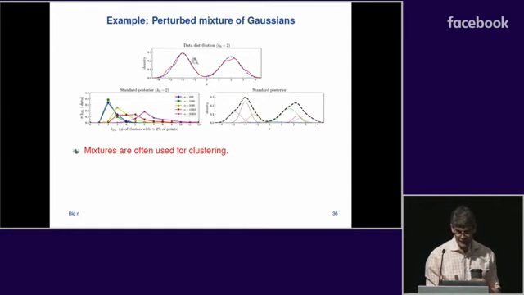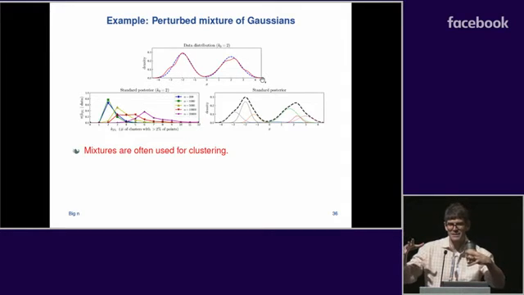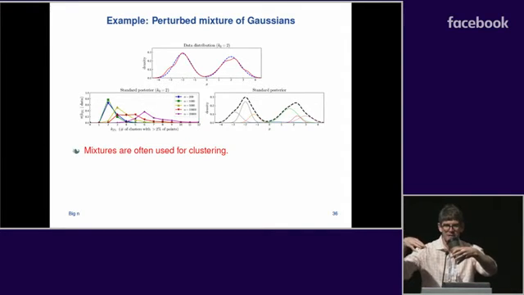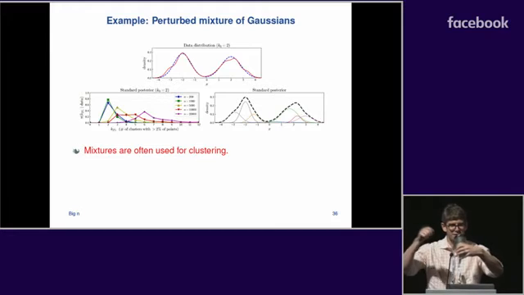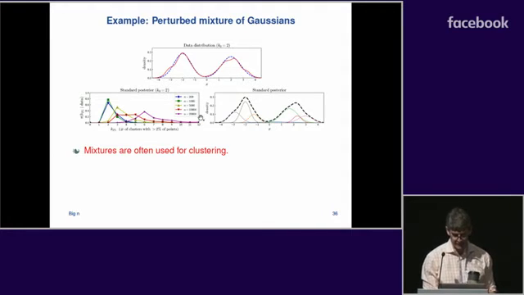Let's say that the true data distribution is like this, okay? So we have a perturbed mixture of Gaussians. We're going to take a mixture of Gaussians, and then we're going to say the true model is not exactly a mixture of Gaussians. We're just going to change the distributions slightly, so that a mixture of Gaussians would still be a nice approximation that we might want to use. And then we're going to see what happens as n increases.